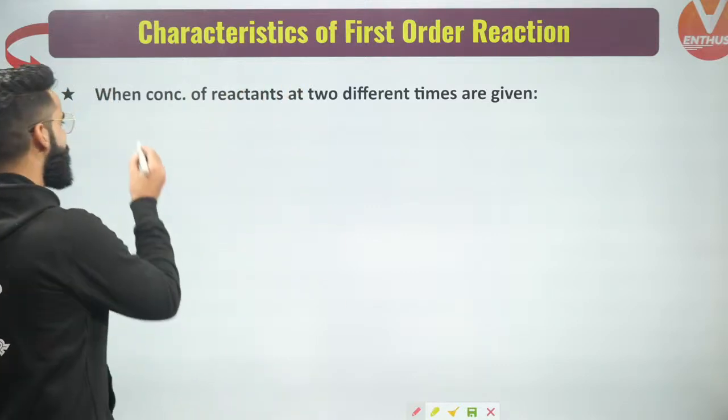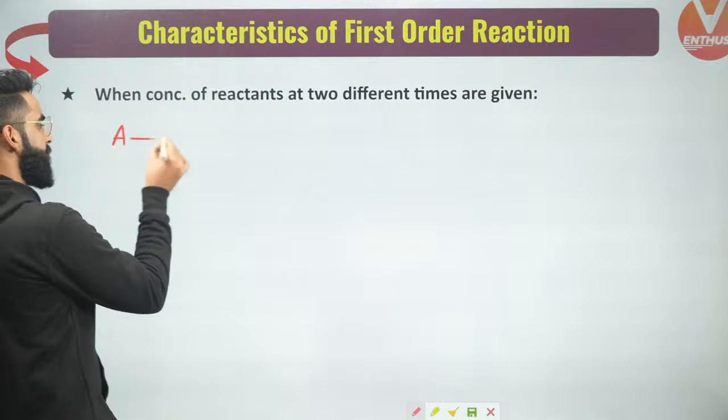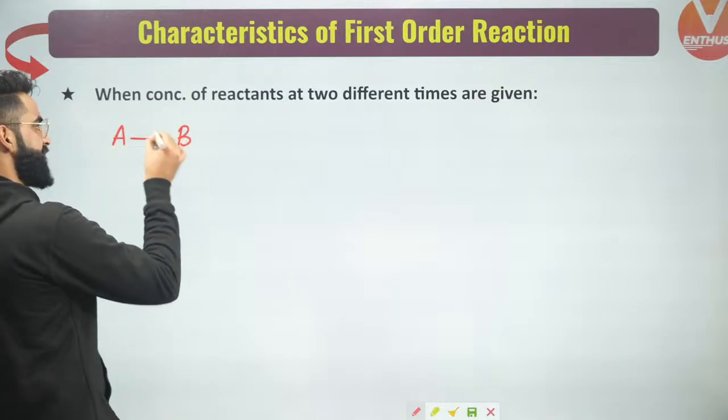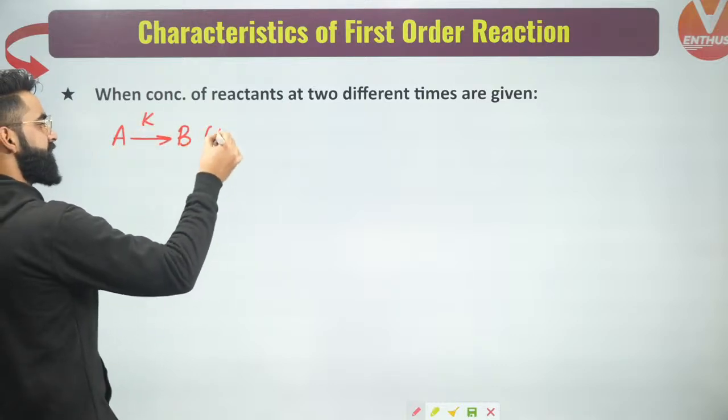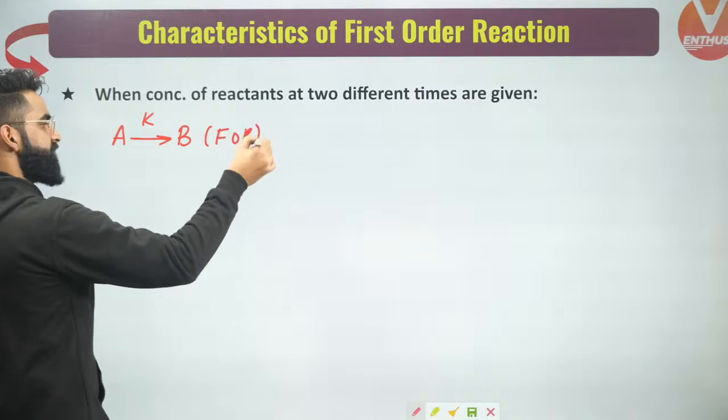Okay, let's say I've got a reaction A gives B. Let's say this is a first order reaction whose rate constant is K. Let's assume that, right? It's a first order reaction.